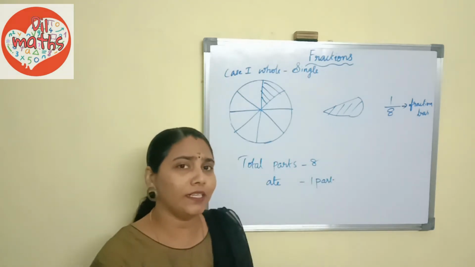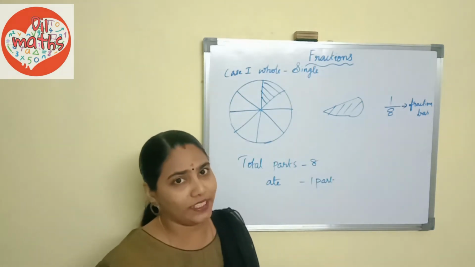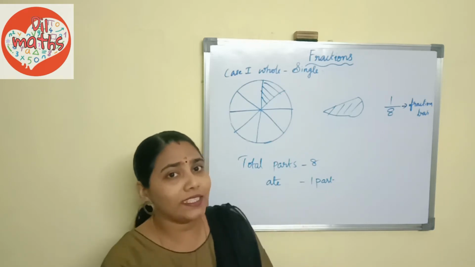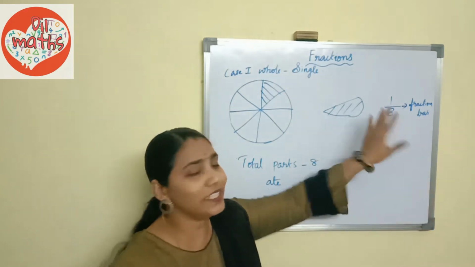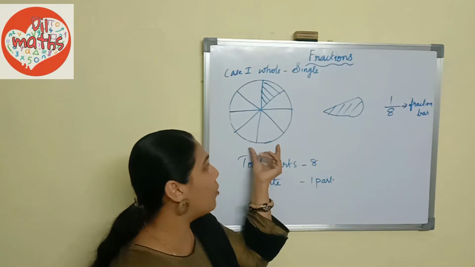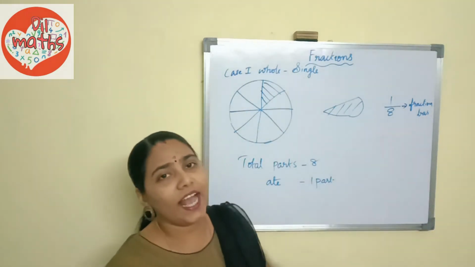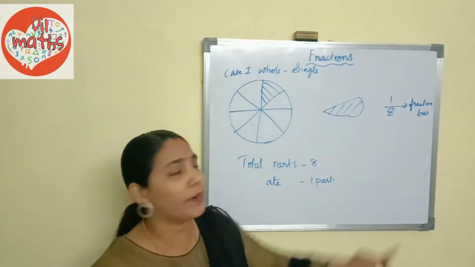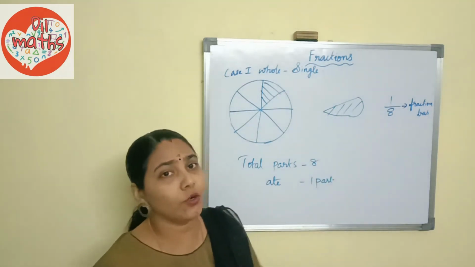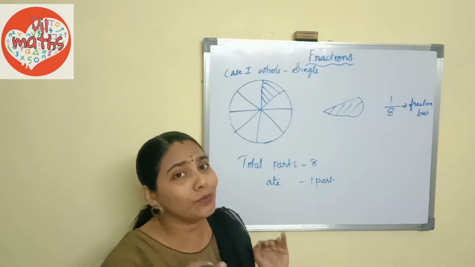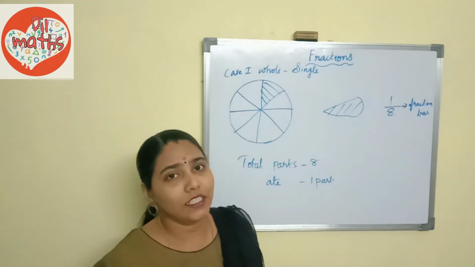The part that I ate, I represented by a fraction, that is 1 by 8. And what will come in the denominator and what will come in the numerator? How many total parts are there in the whole? That will come in the denominator. 8 equal parts are there, that will come in the denominator. And how many did I eat? I ate only one part, that will come in the numerator. The number of parts referred to will come in the numerator.